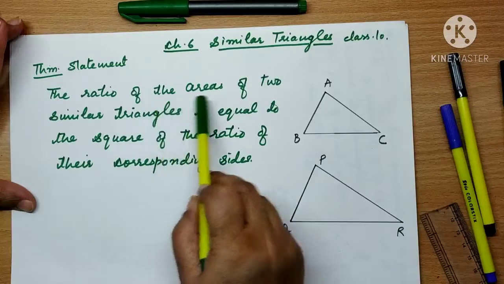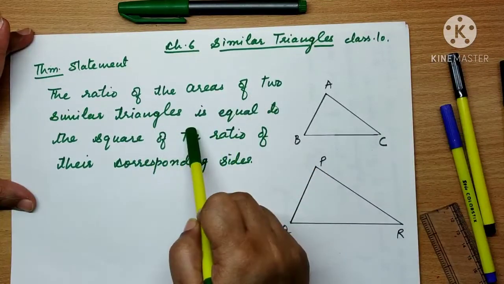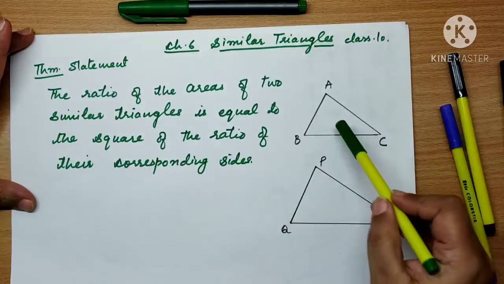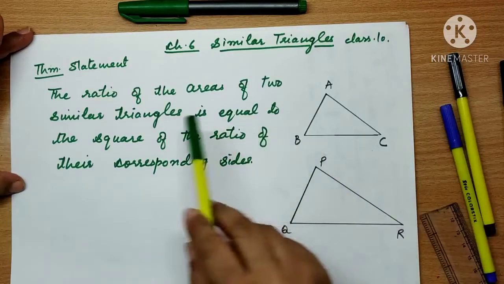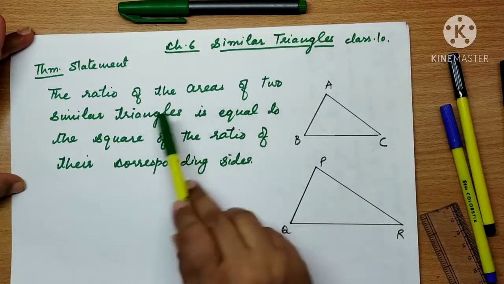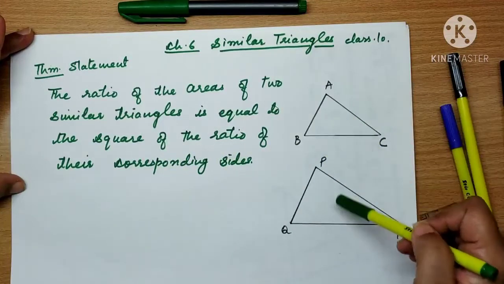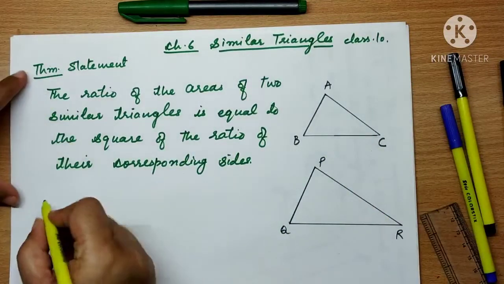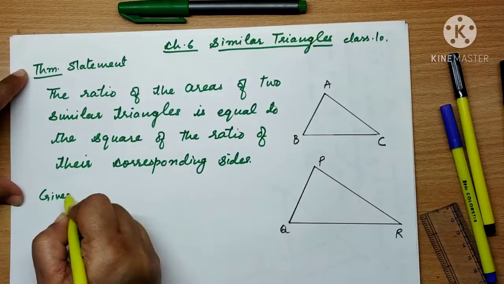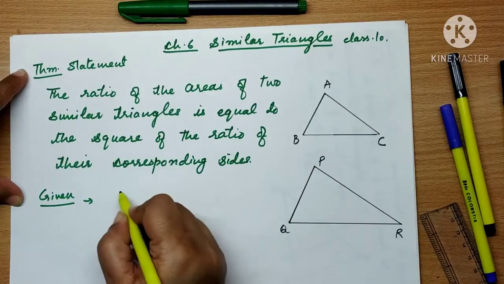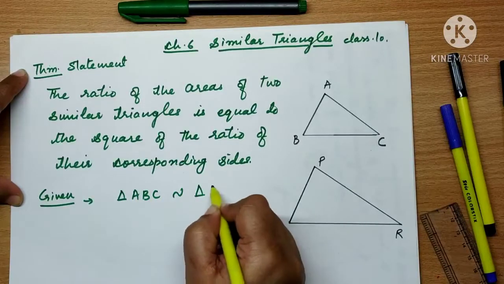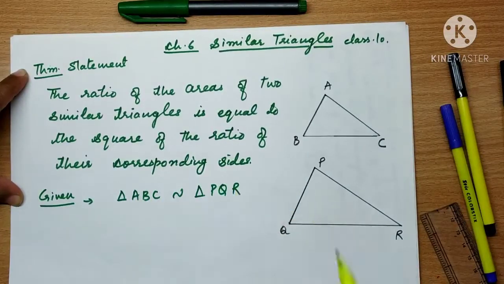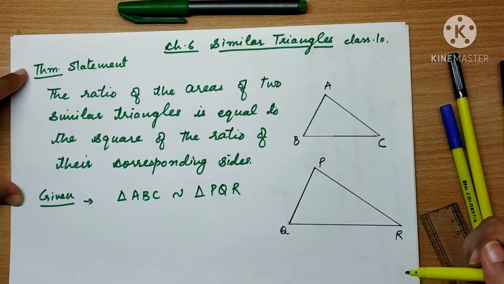Ratio of the areas of two similar triangles. So here we have two triangles, triangle ABC and triangle PQR. It says ratio of the areas of two similar triangles. That means the triangles are given as similar. So let us try to find out what is given in this theorem. Given are two triangles which are similar, triangle ABC and triangle PQR, similar to each other.